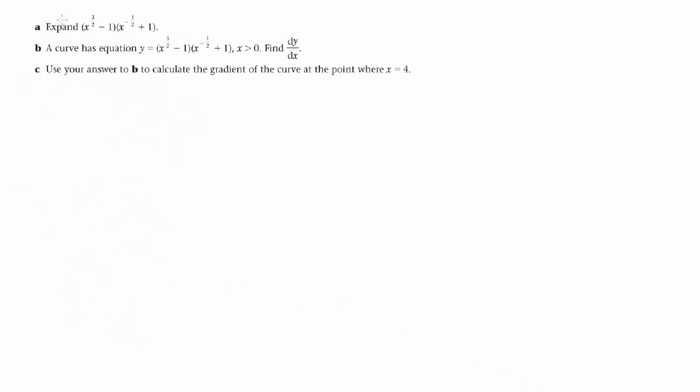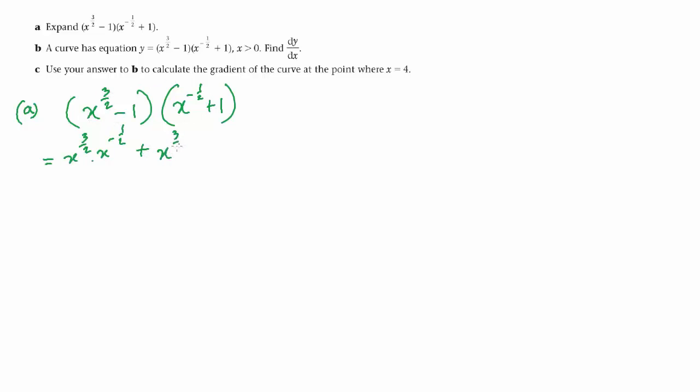In this particular question, the algebra is a bit difficult. Let's try this. First of all, let's start with simplifying the bracket. x to the power 3 by 2 minus 1, x to the power minus half plus 1. So when we simplify this, we have to use the indices simplification rule since we have powers here. So x to the power 3 by 2 into x to the power minus half, then we have plus x to the power 3 by 2 into 1, which is going to give us x to the power 3 by 2. Then minus 1 into x to the power minus half. Then we have minus 1 into 1 is minus 1.